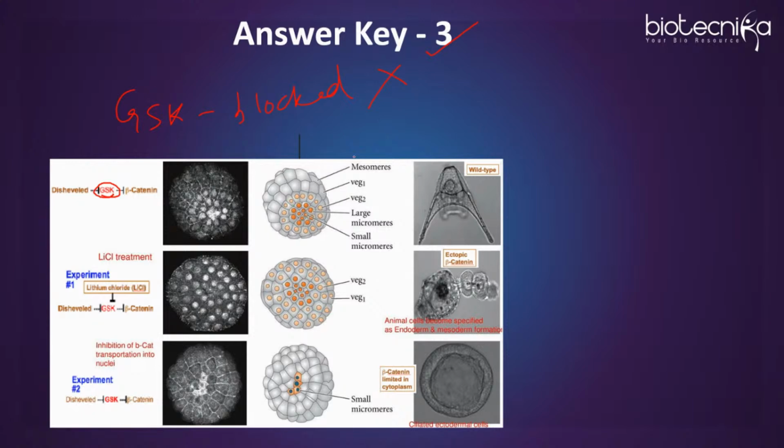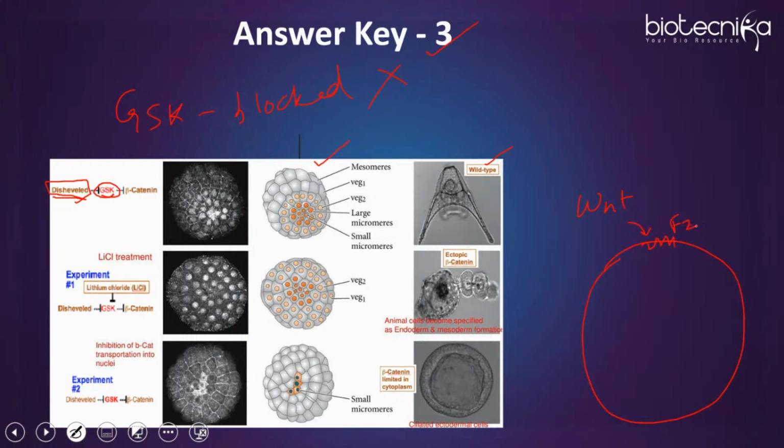So we have to understand that GSK is blocked over here. Now there are three conditions given. This is the wild type condition. So what happens in wild type? This is a part of a signaling process. There is something called a WNT signal. Probably you will know that. When the WNT signal comes to the cell, there is a receptor called frizzled. Frizzled will activate a molecule called disheveled. Disheveled will inhibit, you know the sign for inhibition, right? It will block the GSK complex.